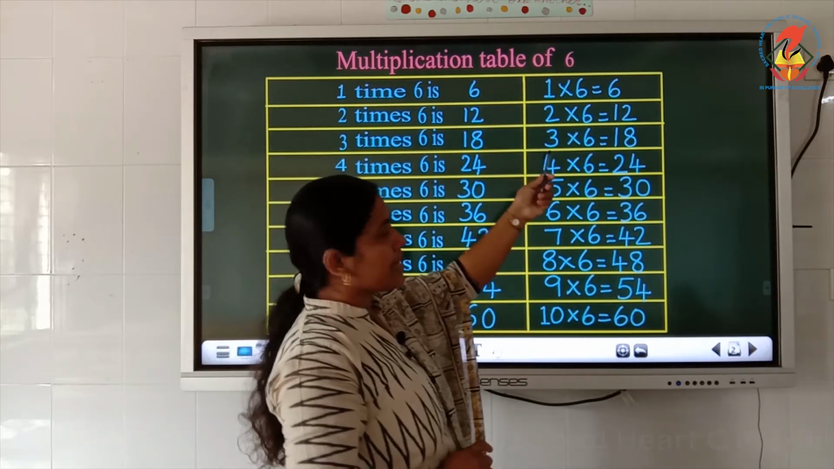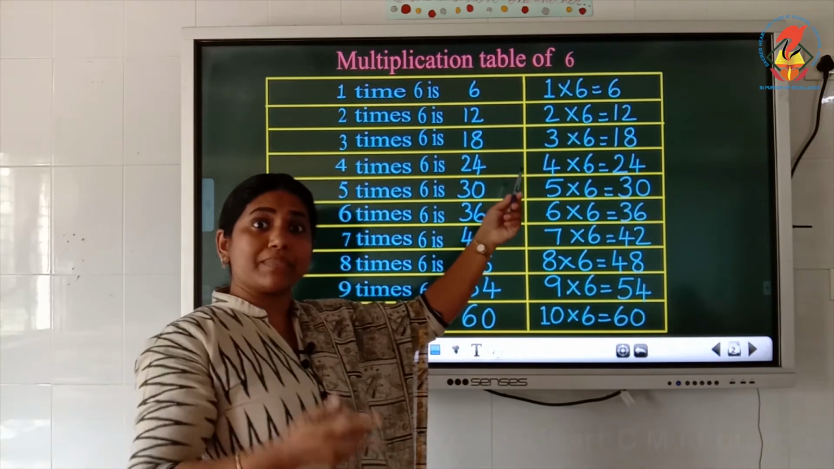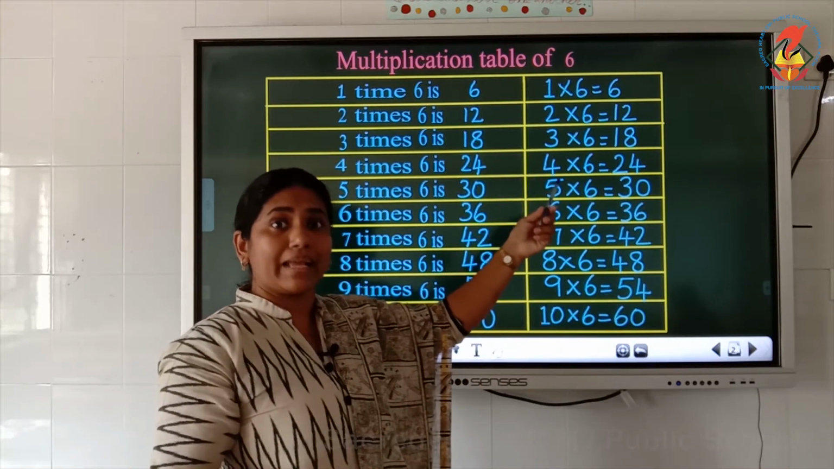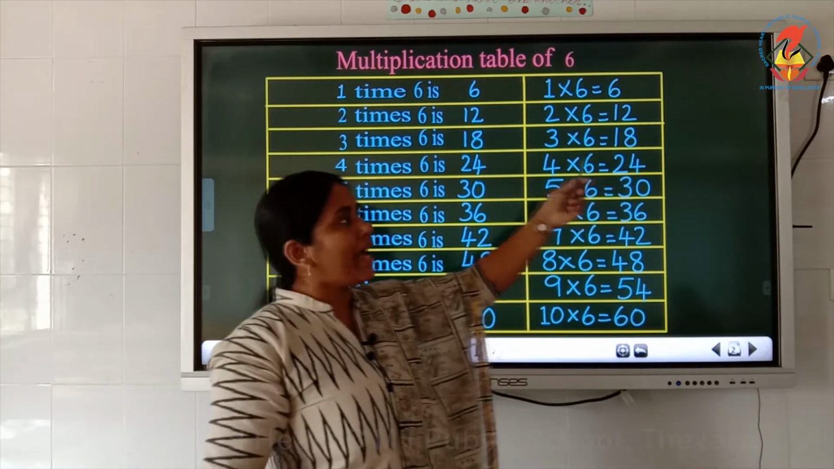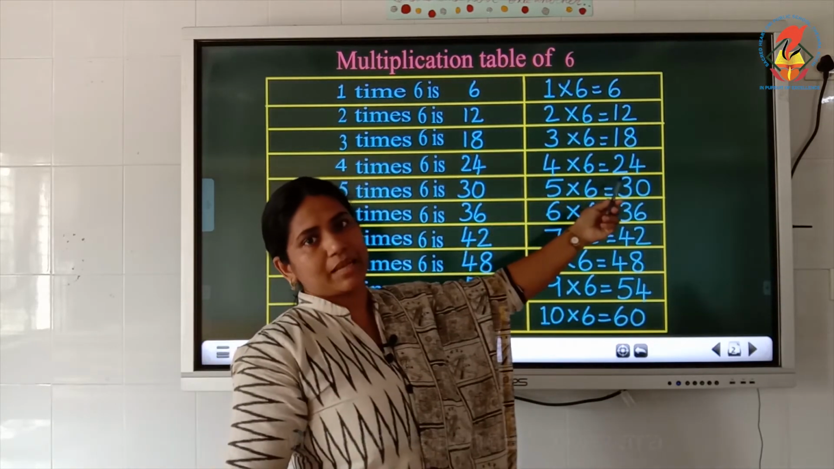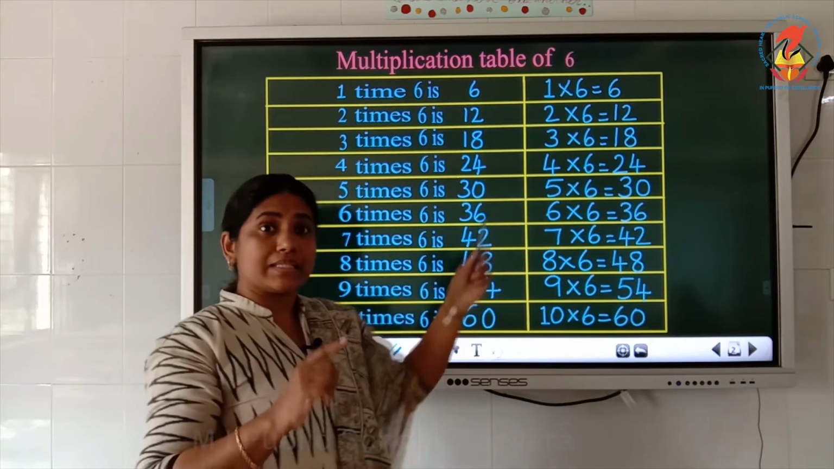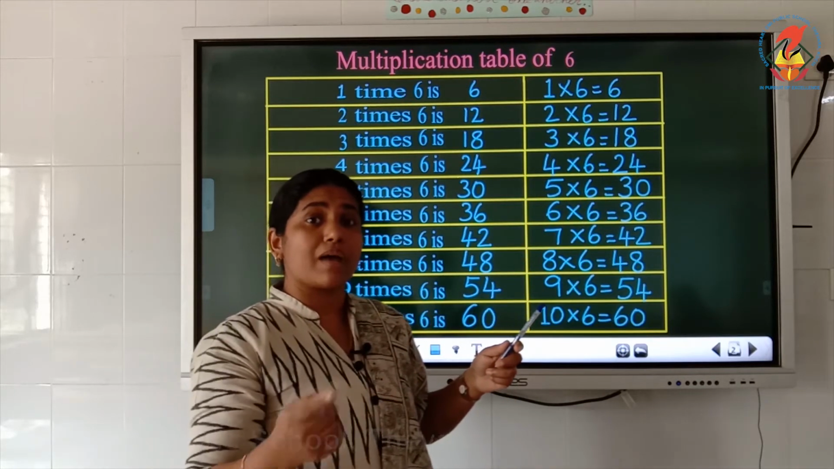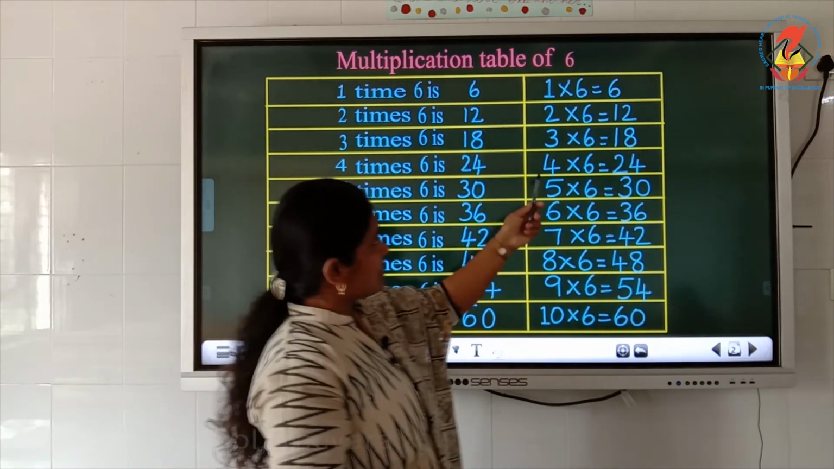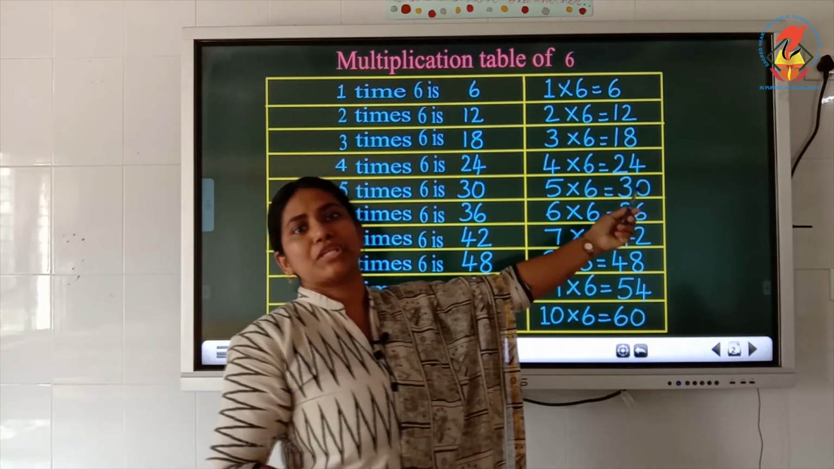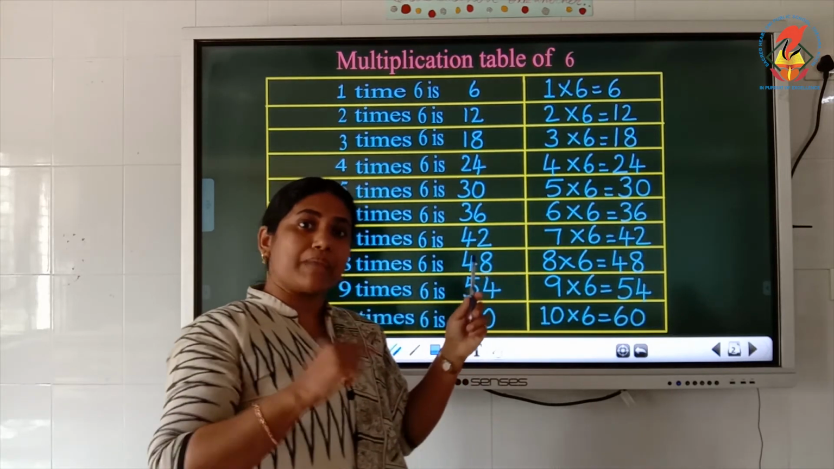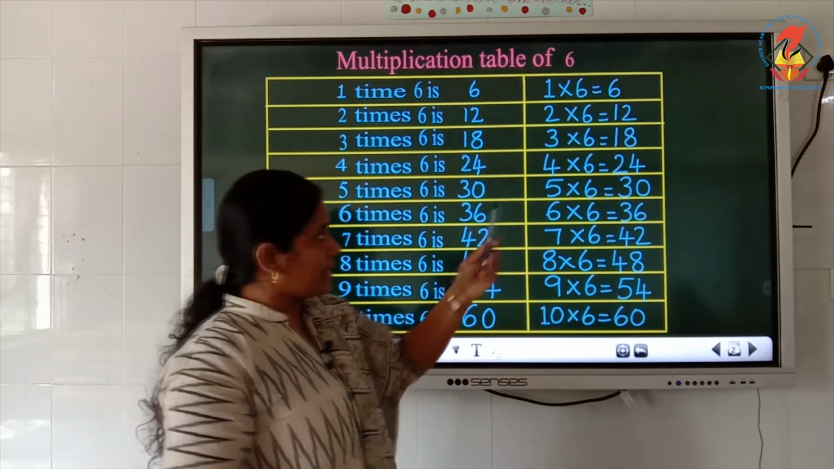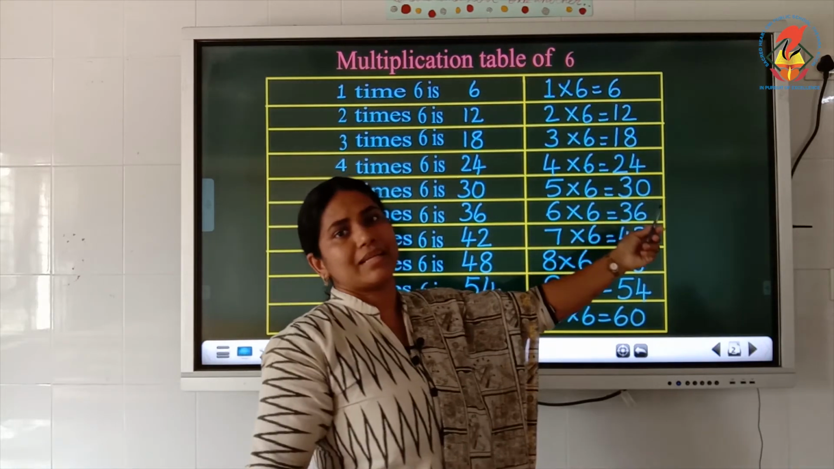And from the 3's table we know 6 3's are 18. That is our 3 6 are 18 here. And from the table of 4, we studied 6 4's are 24. That is the same answer, 4 6 are 24 here. And from the 5's table we know 6 5's are 30. That is our 5 times 6 are 30.